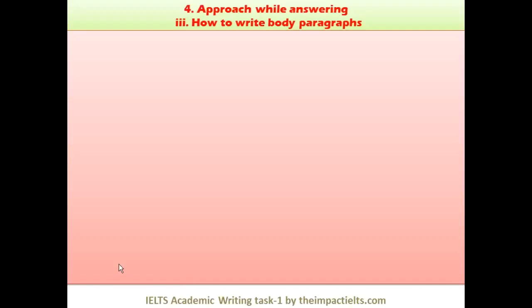Hello again. So we are looking at some of the examples of writing task one of IELTS academic. We have already seen how to plan for the writing, where we try to understand the pictures or image. After that, we have written the introduction part and we have seen 7 examples. Now in the coming videos, we're going to see all the 7 examples again, but this time we are going to see how to write down the body paragraph, right?